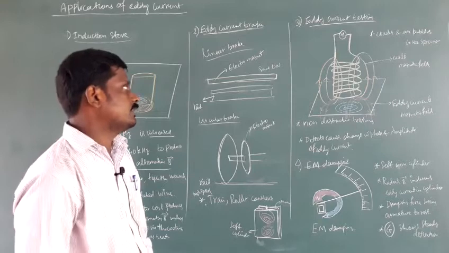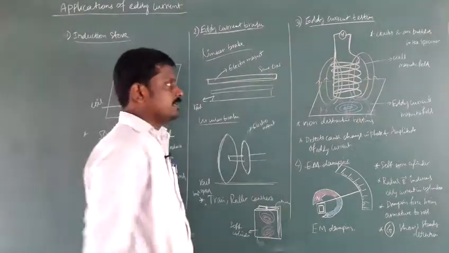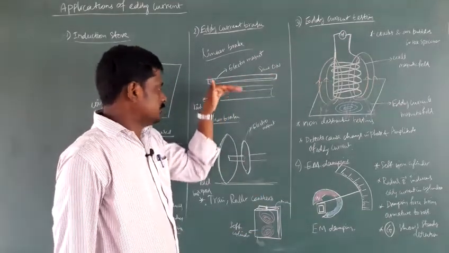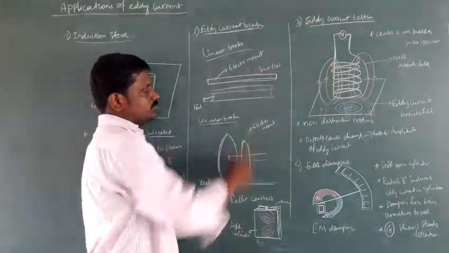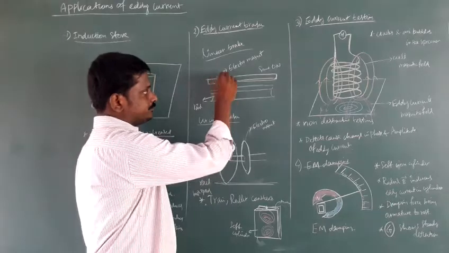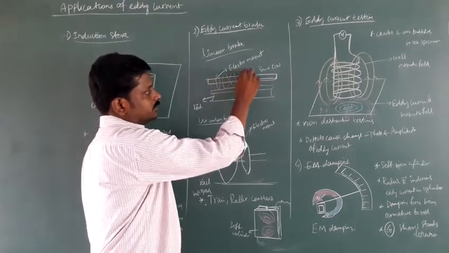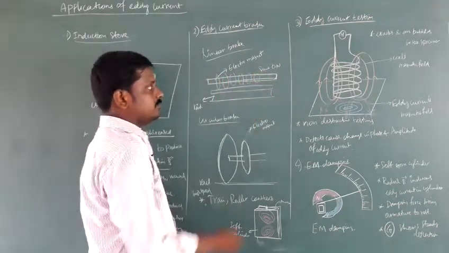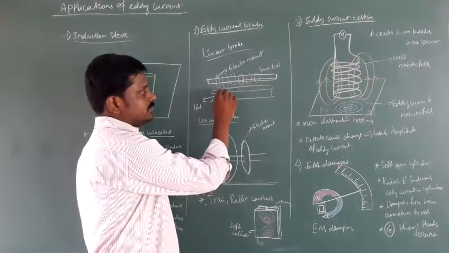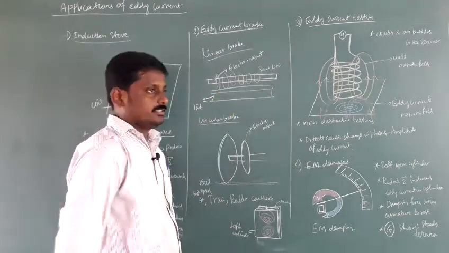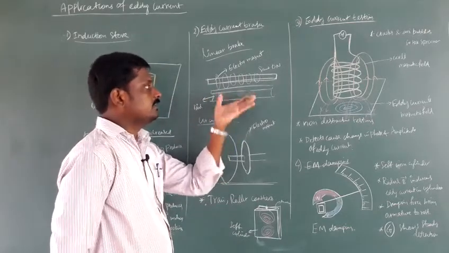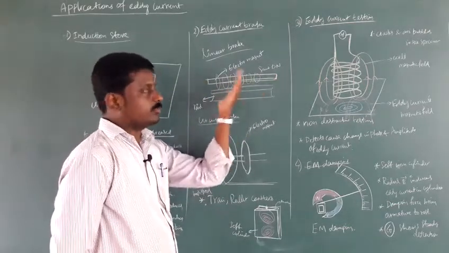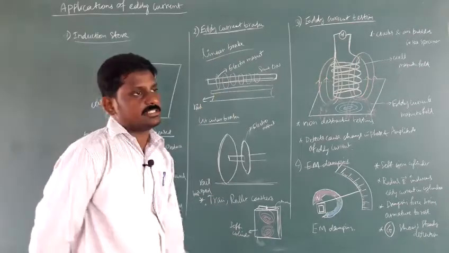What is the process going on? The electromagnet is placed above the rail, as one part of our train. When the electromagnet is switched on, the magnetic field induces a current, that is, an eddy current. That eddy current opposes the movement of the train and makes the train stop. That is the linear brake system.